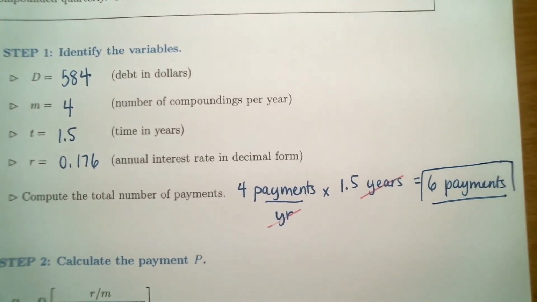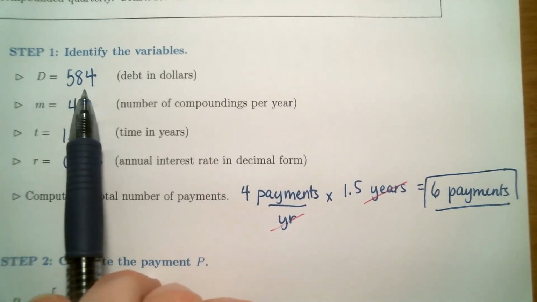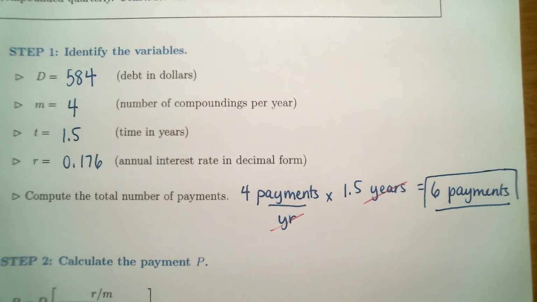Once we calculate our quarterly payment, which we're about to do, we are going to map out how the 6 payments work: how each payment goes towards paying down the $584, the purchase price of the washing machine, as well as paying any interest that has accrued on the unpaid balance.